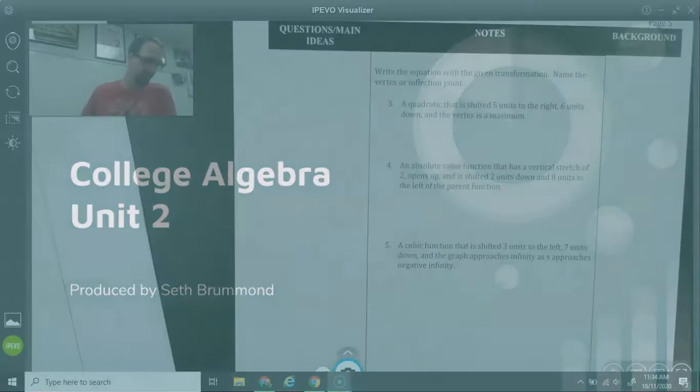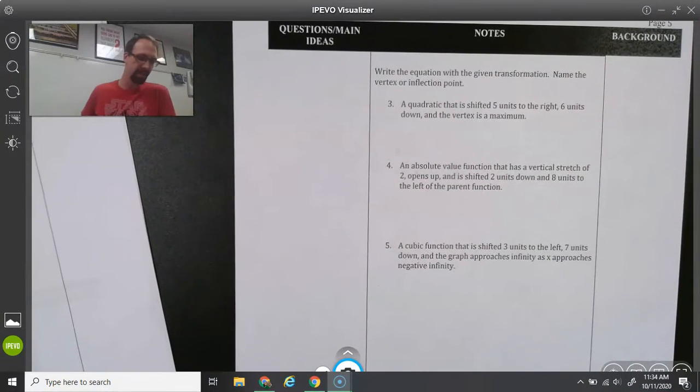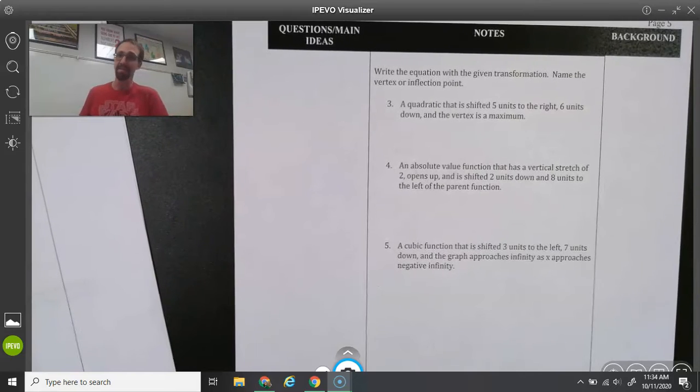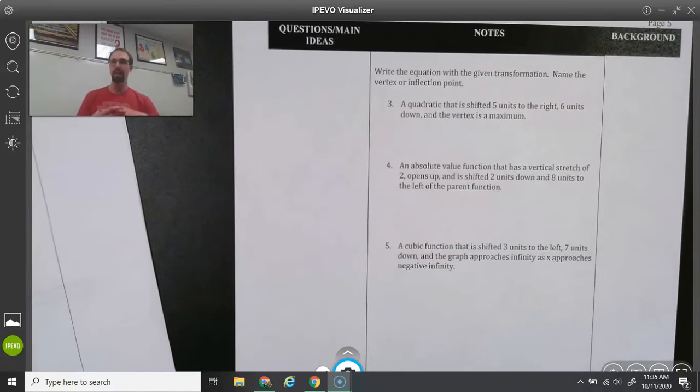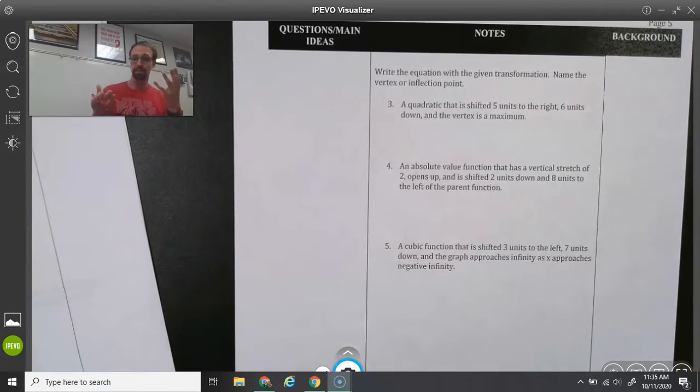In this one we're going to go through an example where we're given the transformations as a sentence and then we're going to apply it to an equation. So here we have all the information written out in words, and now we have to translate it to symbols.